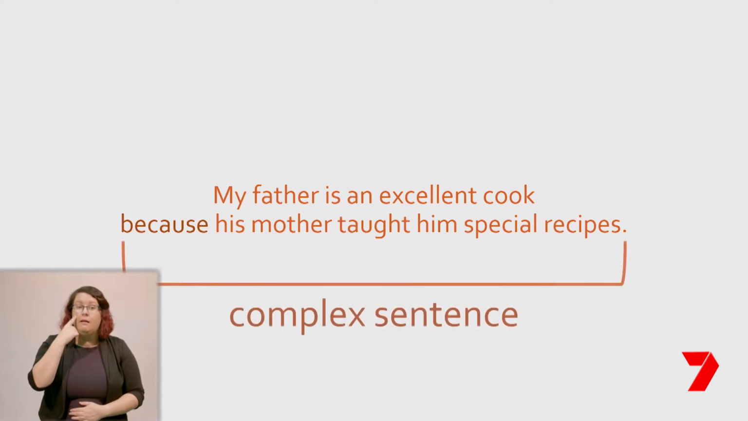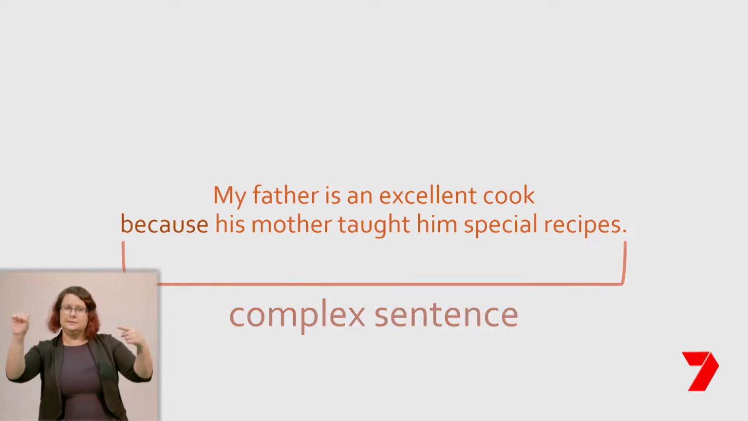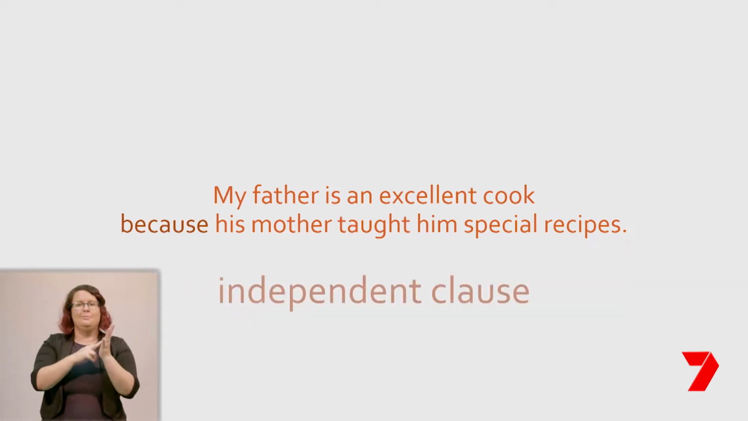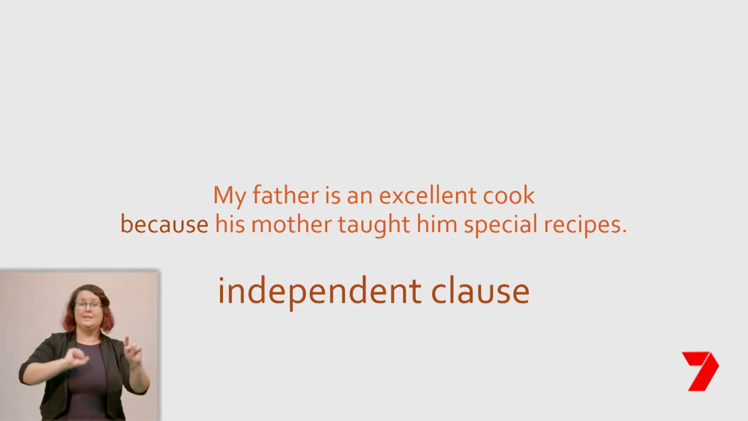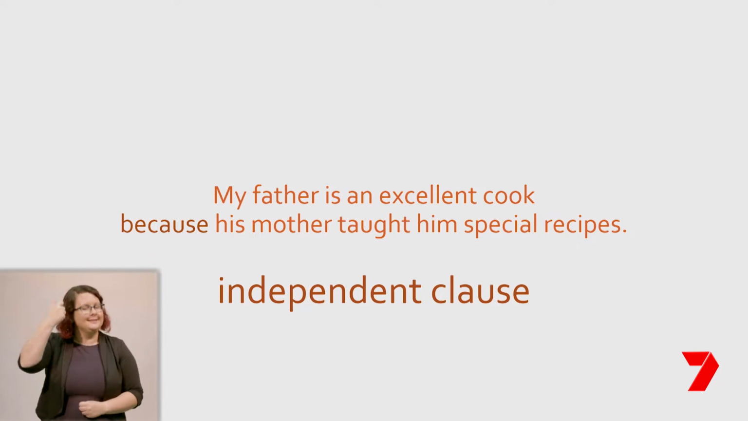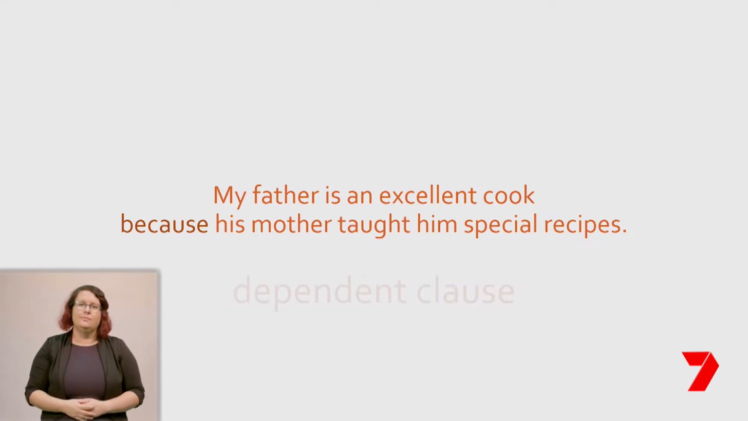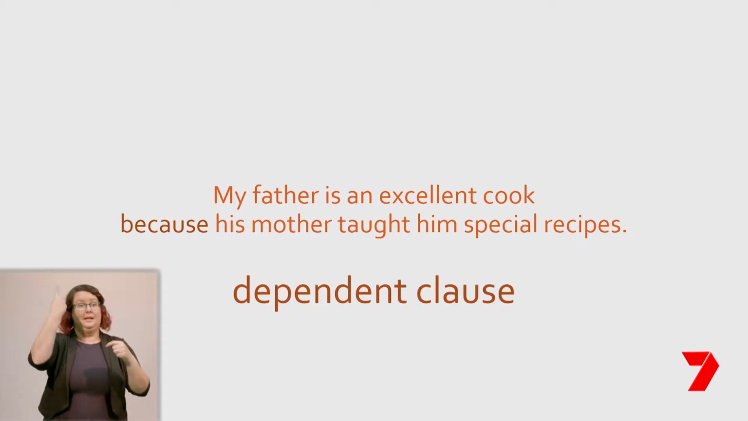Did you notice that the first clause, my father is an excellent cook, is a complete thought? We know it can stand alone as a sentence in its own right. We call that an independent clause. However, the next clause, because his mother taught him special recipes, is not a complete thought. It actually needs the first clause to go with it in order to make sense. This is a dependent clause, and it gives a reason to support the opinion in the first clause.